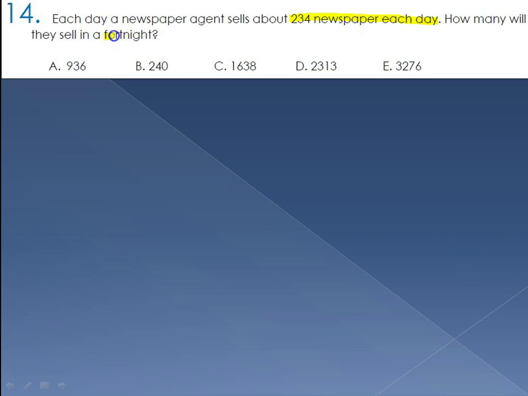Again, there is some vocabulary that you will need to know prior to the exam. And if you didn't know what a fortnight was, then you would be stuck in this exam. A fortnight is the same as saying 2 weeks. So if you did not know that, you would have struggled with this question. Fortnight is 2 weeks, so 234 a day.